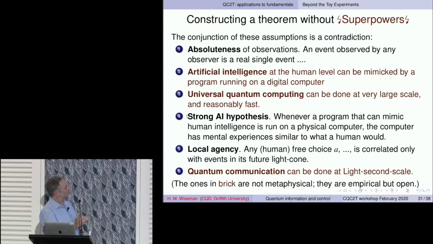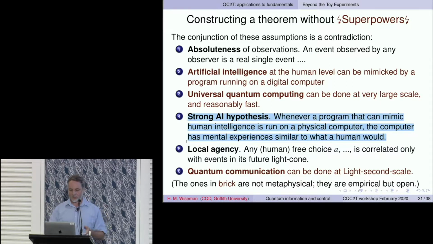But the metaphysical assumptions are the way I'm doing it here. Local agency, again, as we've had before. So the interesting new one is what is sometimes called the strong artificial intelligence hypothesis, which is that whenever a program that can mimic human intelligence is run on a physical computer, the computer has mental experiences the same as a human would. And therefore we can attribute absoluteness of observations to that artificial intelligence running on the quantum computer.